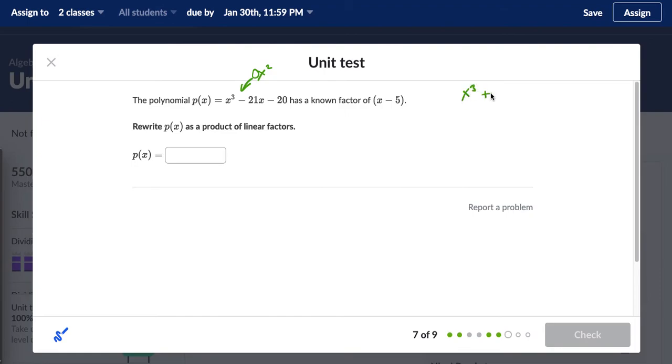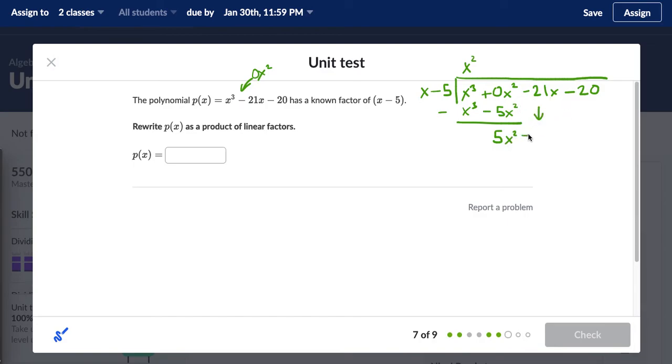x cubed plus 0x squared minus 21x minus 20. We're going to divide that by x minus 5. So let's do this quickly. Okay, so this one here is x squared, and x squared times negative 5x is negative 5x squared. We subtract, we get 5x squared. We bring down our negative 21x, and we do it again. Okay, so this is 5x squared divided by x is 5x, and we've got 5x squared, and 5x times negative, that one there is a negative 25x.